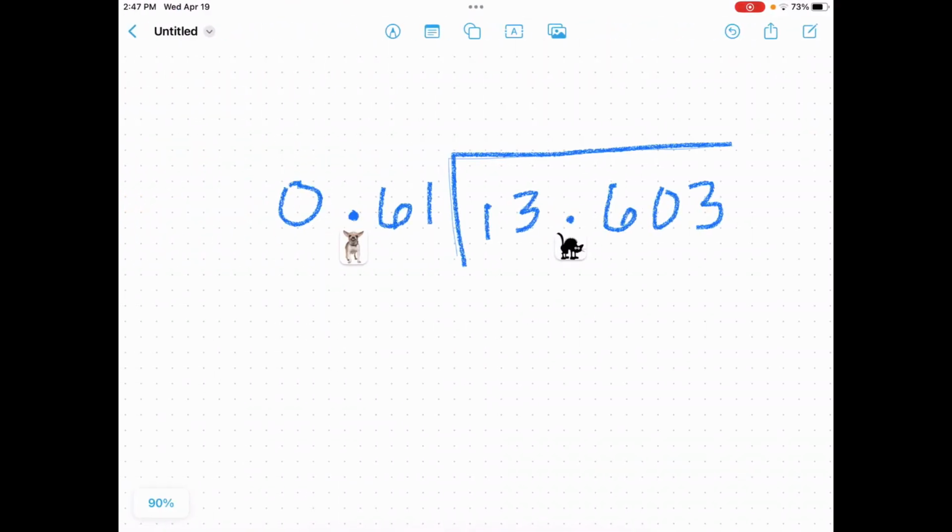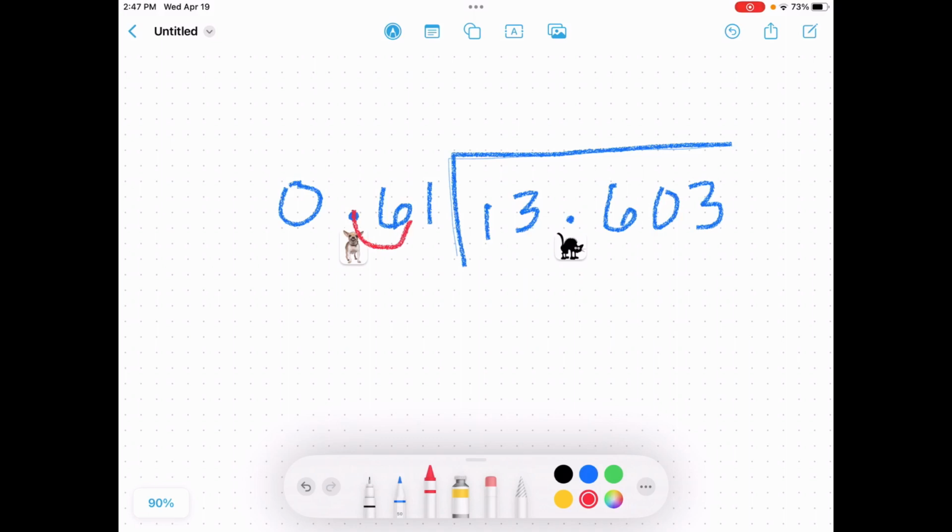So let's look at another example. In this situation, we are dividing 13 603 thousandths by 61 hundredths. Using the same rules as last time, the dog has to take 2 steps to the door, which means Scaredy Cat takes 2 steps backwards and jumps to the roof. Okay, so the dog takes 2 steps towards the door. Scaredy Cat takes 2 steps backwards and jumps to the roof. And now we're ready to solve.